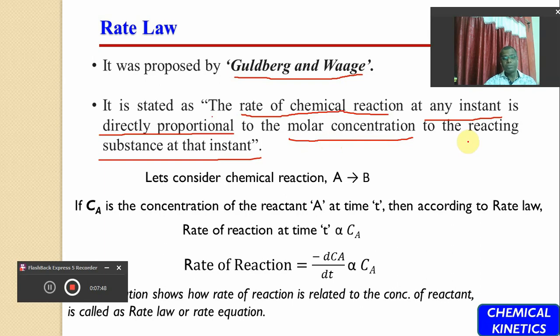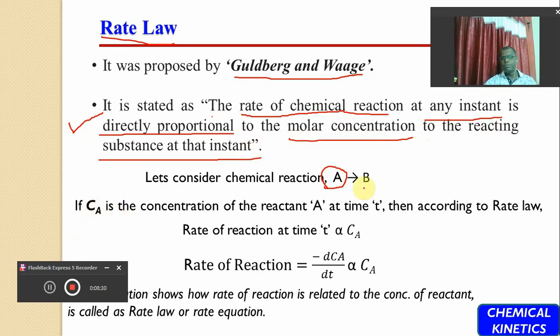Remember, this is very important. We can conclude simply that initially the concentration of the reactant is greater, hence the rate of reaction will also be greater, and at the end of the reaction the concentration of reactant is very small, negligible, so the rate of reaction will also be very small. This is according to the statement by Guldberg and Waage, which is entitled the rate law. So the rate law indicates the rate of chemical reaction at any instant is directly proportional to the molar concentration of the reactant, or reacting substances, at that instant.